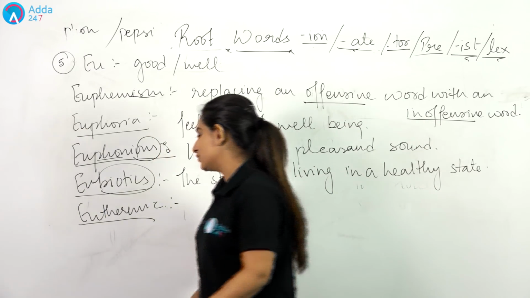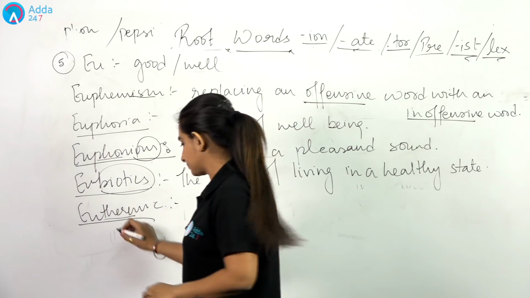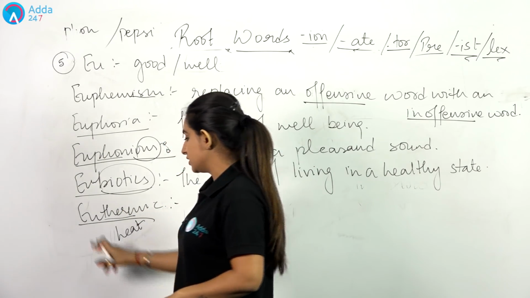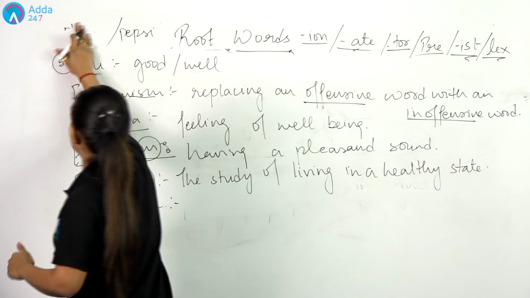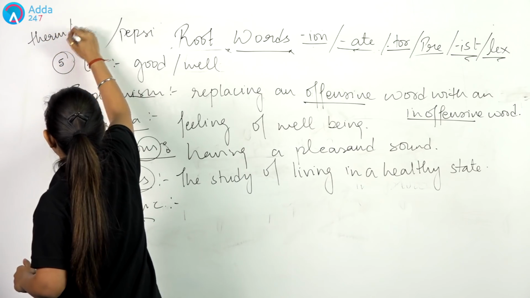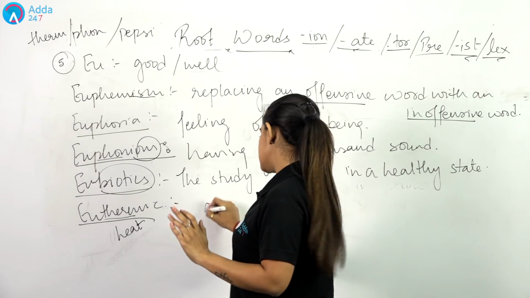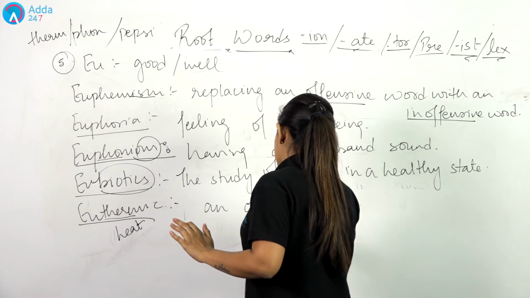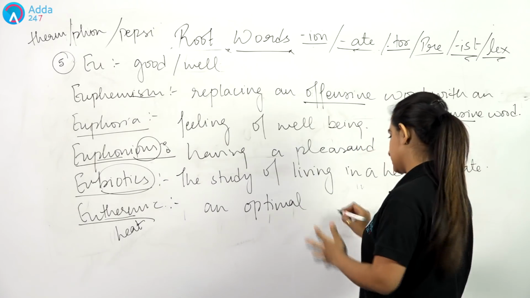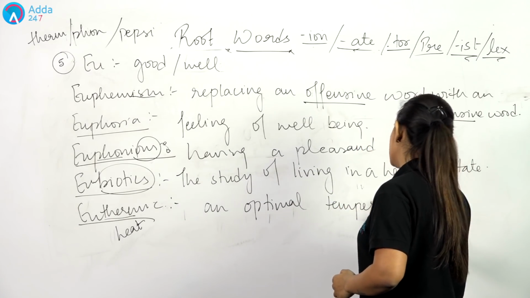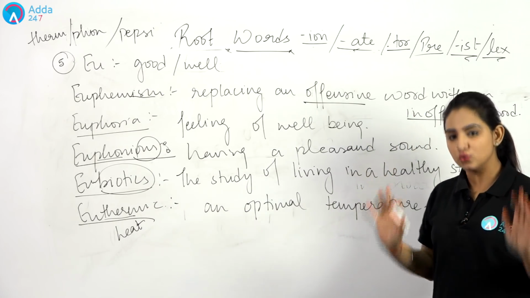Anyway, the other word is euthermic. We know therm means heat, right? Eu means good, pleasant. So euthermic, what does this mean? Again, you learned a word, that's therm, right? It means an optimal temperature. It's not too cold, it's not too hot to endure, but an optimal temperature. That means you can adjust with the temperature and you're feeling good about it, right?